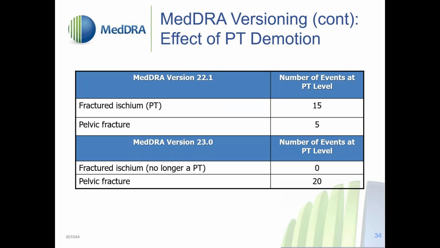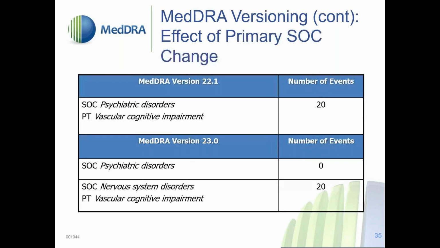And actually, although your data looks quite different, there is no change in the type or the number of events. It's just that your data is presented in a different way based on a MedDRA version change. The same can happen if you first look at your SOCs and you know that in MedDRA version 22.1, in SOC psychiatric disorders, you had 20 events. Suddenly, when you look at MedDRA version 23.0, your psychiatric events have completely disappeared, which is usually not happening, but suddenly you have 20 nervous system disorders events.